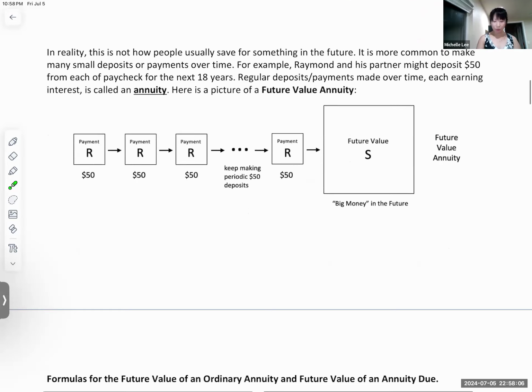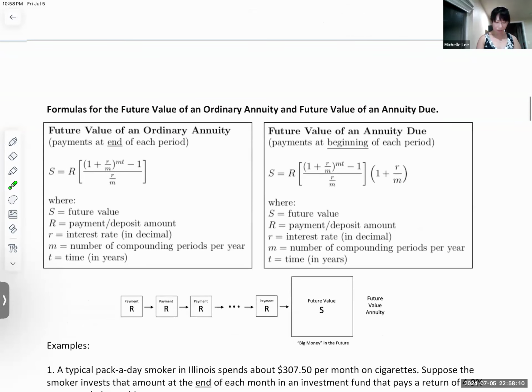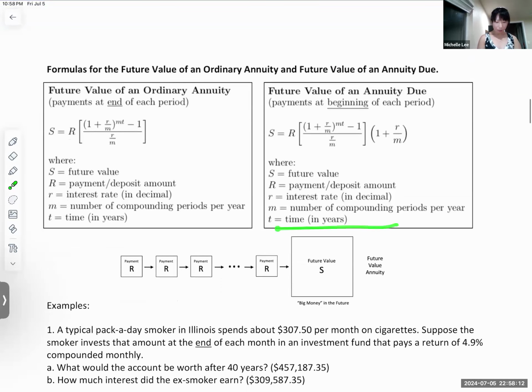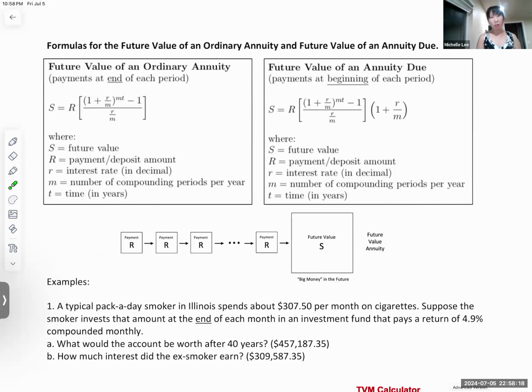Okay, here is the formula. This is the picture I just explained to you, right? The formula looks very hard. I'm going to show you just one example, and then we can use the calculator. So let's take a look.